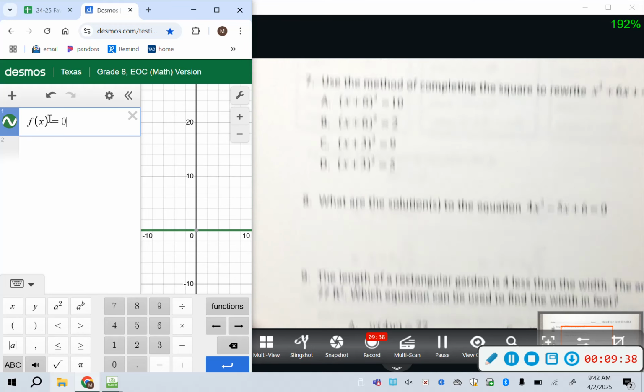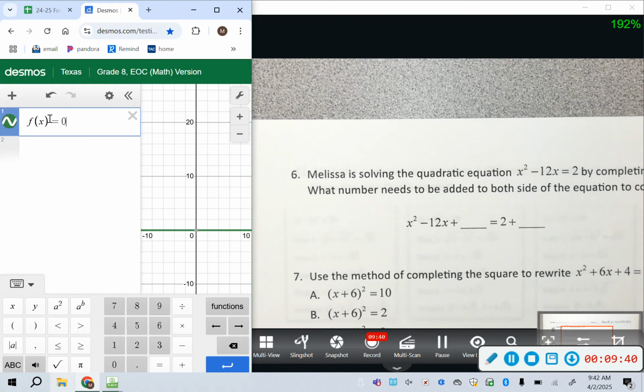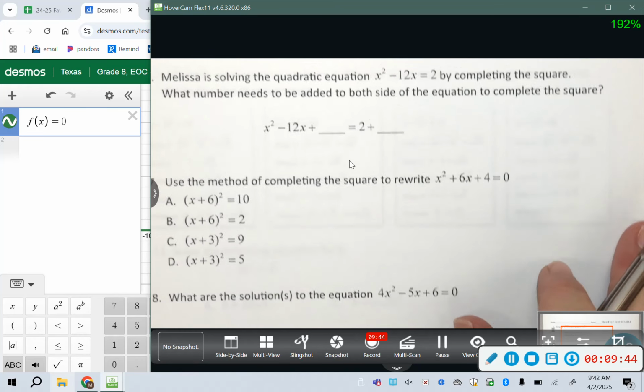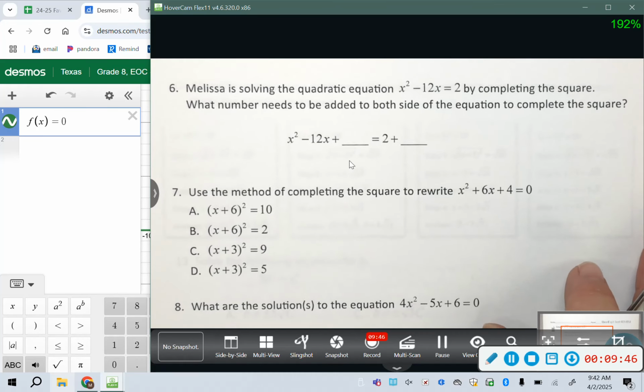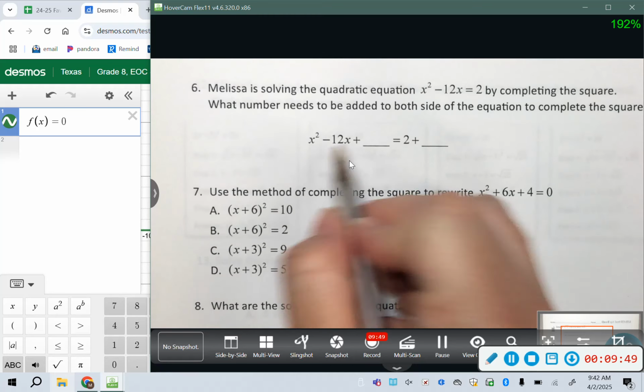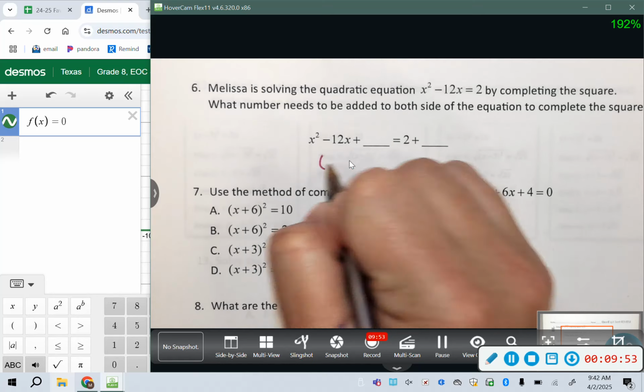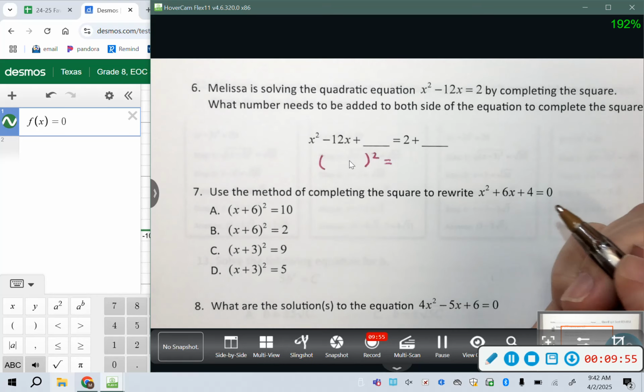Okay, let's look at number 6. Number 6 says, Melissa is solving the quadratic equation by completing the square. What number needs to be added to both sides? So remember, when we're completing the square, we rewrite it. We want all of our x's on one side, our c value on the other. And we also want to write this piece because that's the completing the square piece.